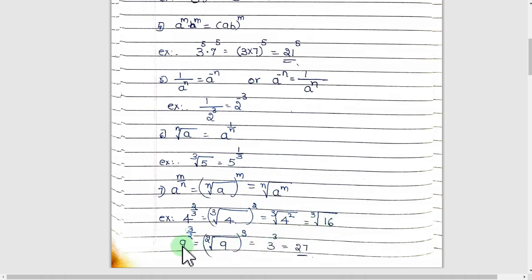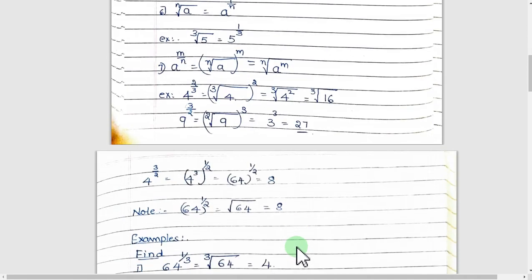One more example, 9 to the power of 3 by 2 is equal to, this denominator goes to the root place, square root of 9 whole cubed. Square root of 9 is 3. 3 to the power of 3 means you have to multiply 3 three times. You will get the value of 3 to the power of 3 as 27.